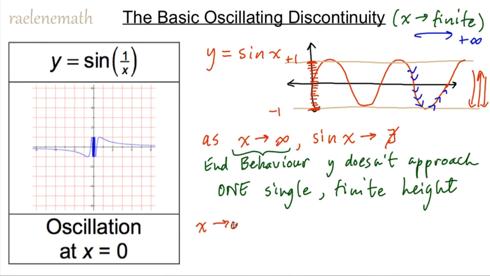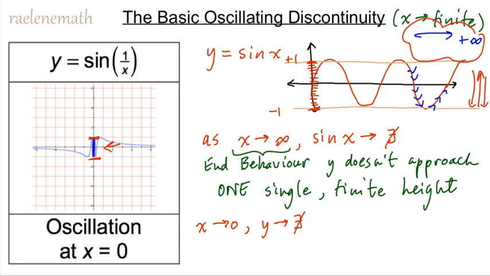approaches 0, y approaches, well, going this way on the graph, y is trying to take on all of the heights from +1 to -1, up and down, infinitely many times. And so y doesn't approach one single height, y approaches an infinite number of heights, just like the inside-out view on the sin x graph does.